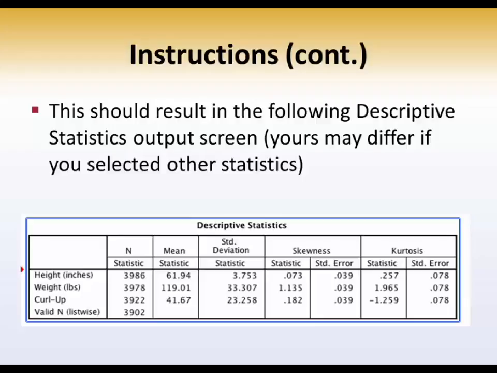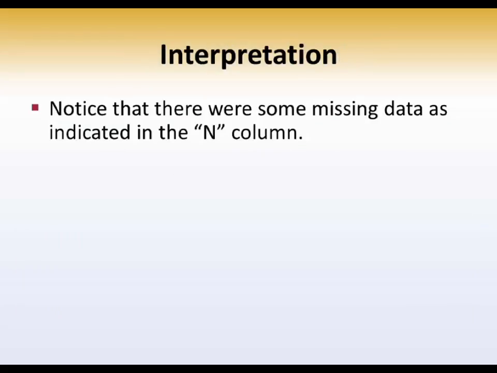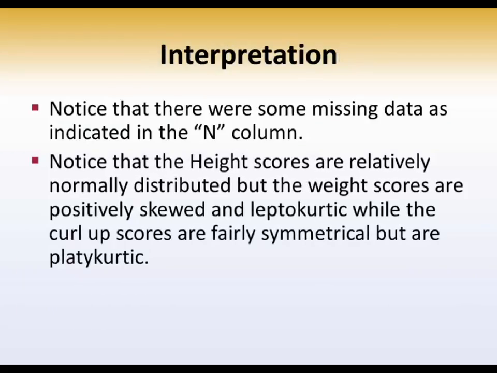For kurtosis, the statistic deals with the height or flatness of the curve. For height, it's slightly leptokurtic, but not very much. Weight, on the other hand, is very leptokurtic. Curl-up has a negative kurtosis score, meaning that it is flatter than a normal curve. Again, notice there was some missing data for each one of the variables. And again, you can interpret the skewness and kurtosis based upon values that are provided for you in the text.